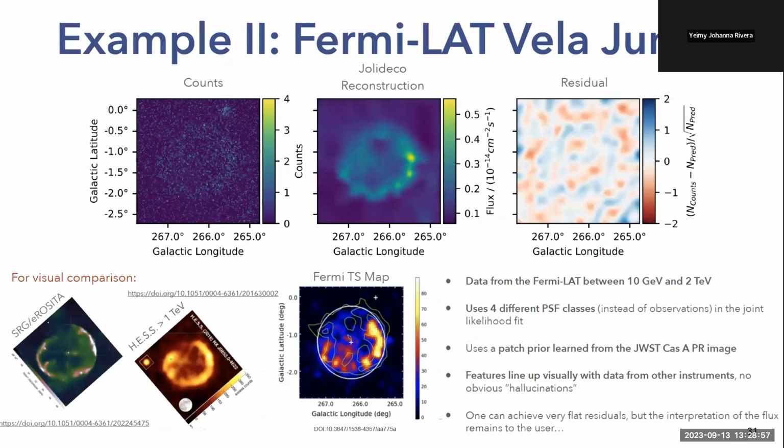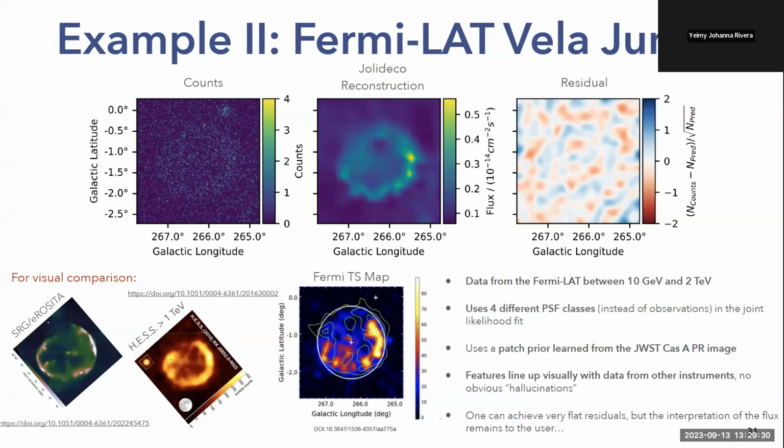Just one last example. This is the same method applied to a supernova remnant observed with the Fermi-LAT observatory. What's interesting about this is that this uses 4 different PSF classes. So there the joint likelihood is not multiple observations, but actually multiple PSF classes that were defined by the Fermi-LAT collaboration. So it effectively corresponds to the quality of the data. And it also uses a patch prior in this case that was actually learned from the James Webb Telescope Cas A image. Maybe you've seen that.